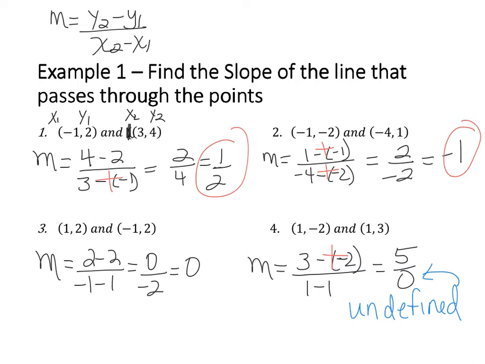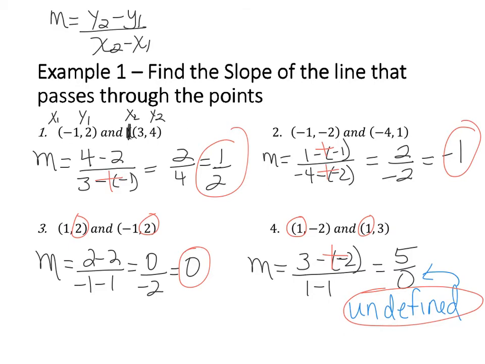You can also have a zero slope, and I'm always going to get a zero slope when my y-coordinates are the same. And finally, I have an undefined slope. It's because my denominator is 0. You can't divide by 0, so that makes the slope undefined. And if you'll notice with the ordered pairs, my x-coordinates were the same. If your x-coordinates are the same, you're always going to get an undefined slope.